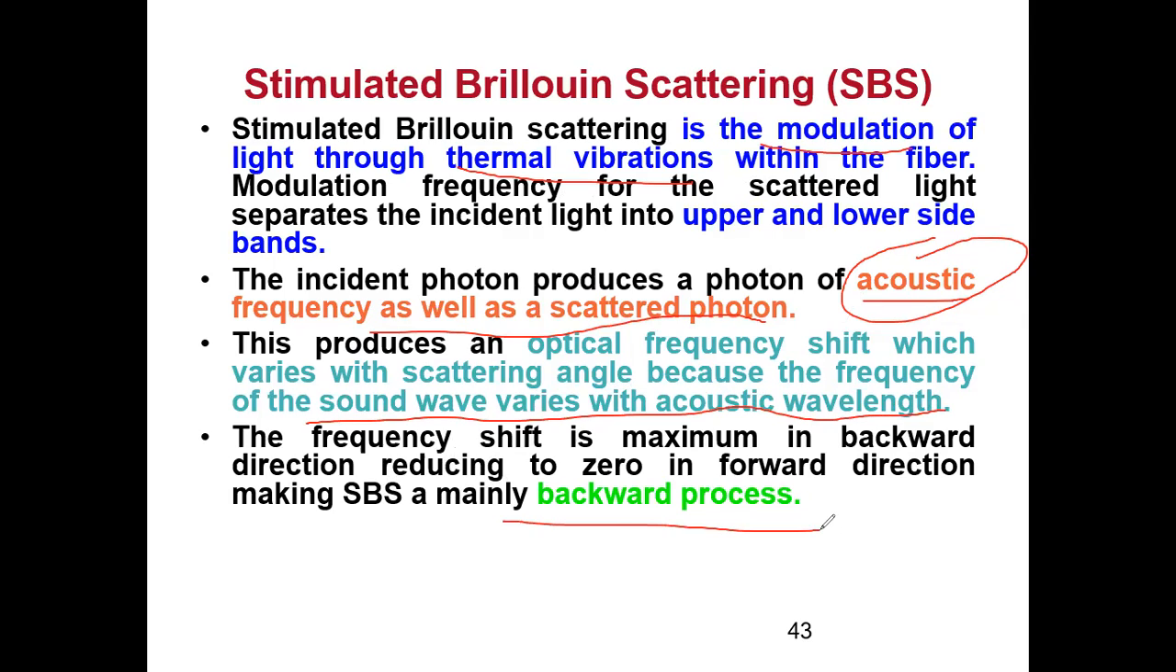So this is in comparison with your stimulated Raman scattering. In stimulated Brillouin scattering, the frequency shift is maximum in the backward direction, reducing to 0 in the forward direction. Backward and forward, I'm talking about the fiber. If this is the source, this is the receiver, then this is the forward direction and this is the backward direction.